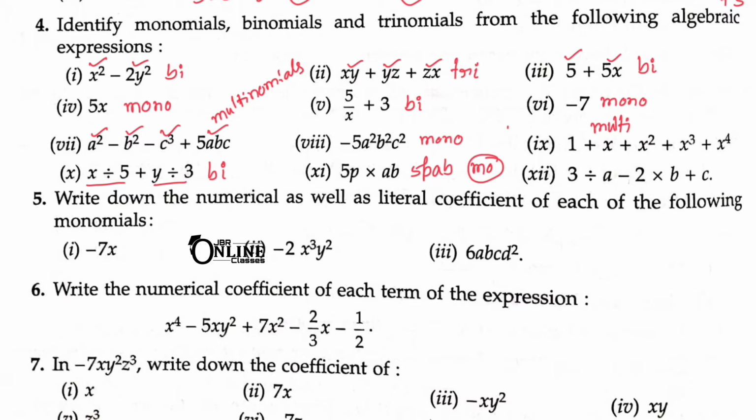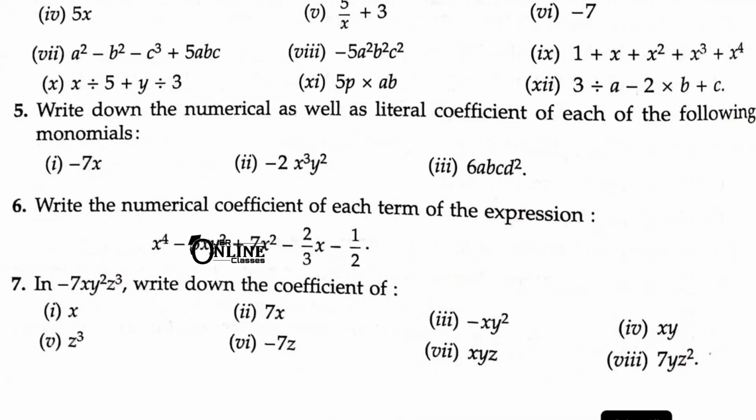Now the last one. Last one here, 3 divide A, that means 3 by A. Minus 2 into B, that means 2B, plus C. Okay, so 3 by A minus 2B plus C. How many terms? 3 terms. That means this one is trinomial.